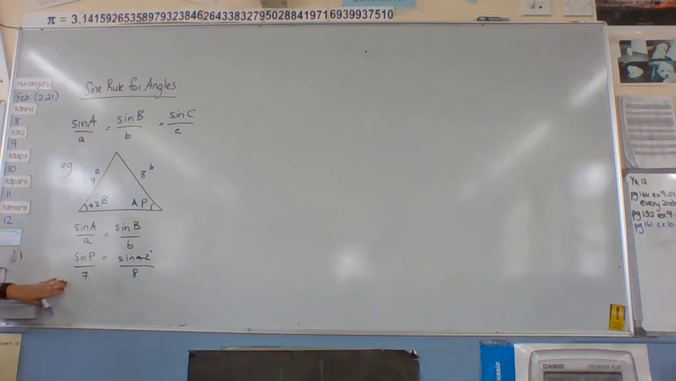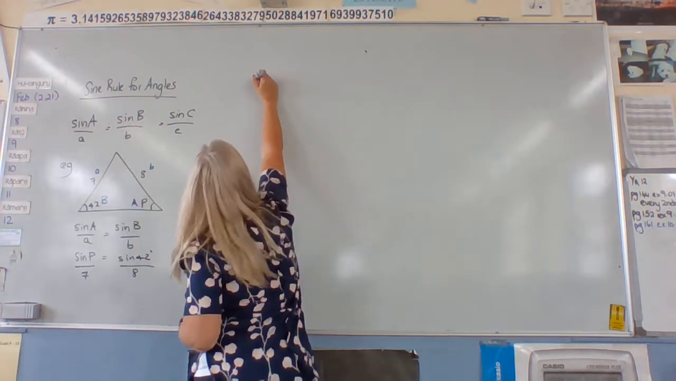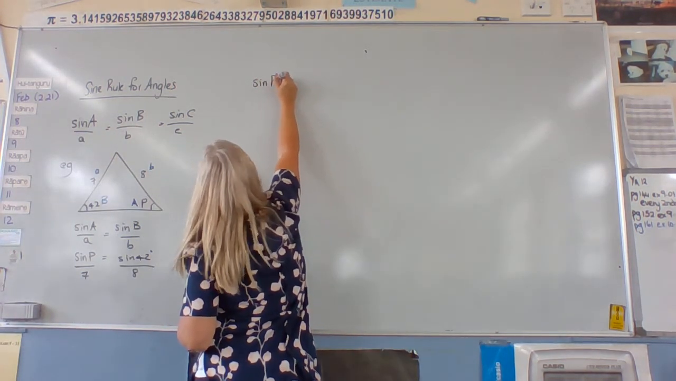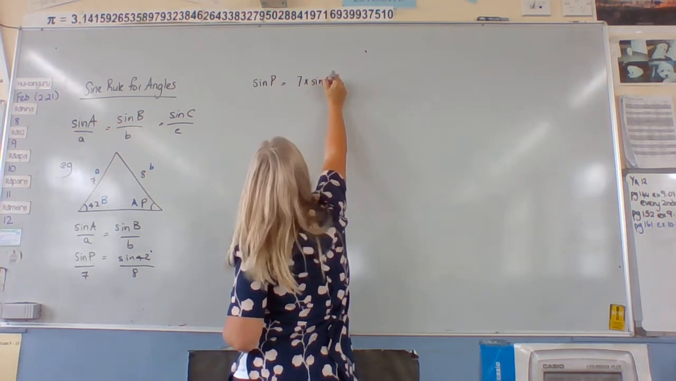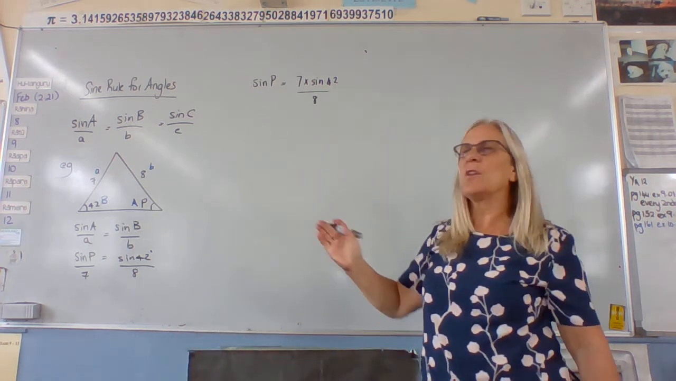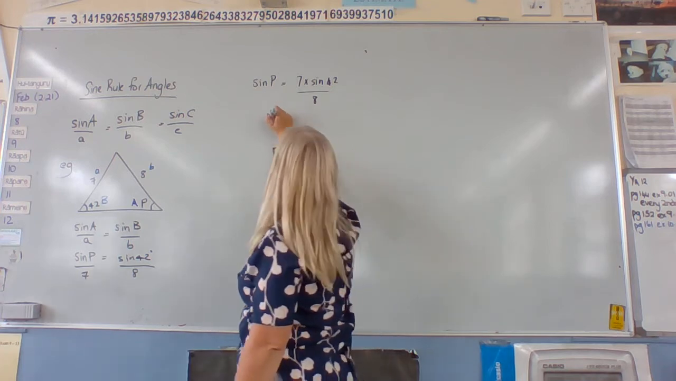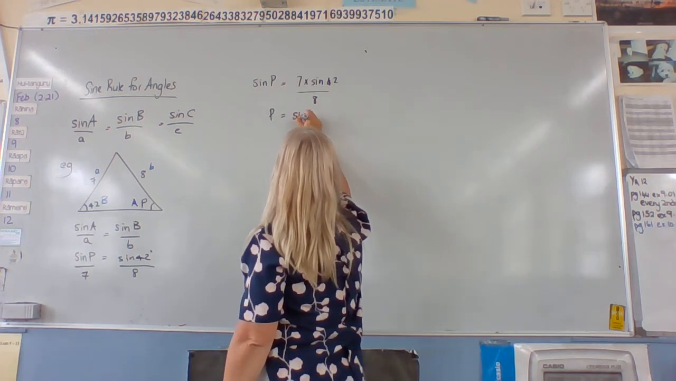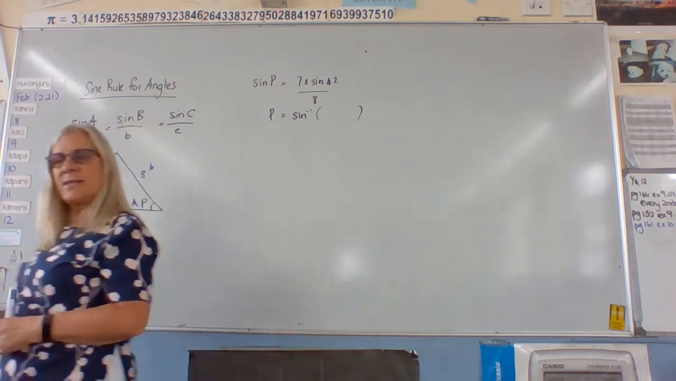So it's the same as last time, in that what we'll do is multiply the 7 onto the other side. We'll get sine P equals 7 times sine 42 over 8. The problem here is we've still got the sine on the side. So once we've got this, we need to sine -1 it, whatever that is. So we use our calculator.